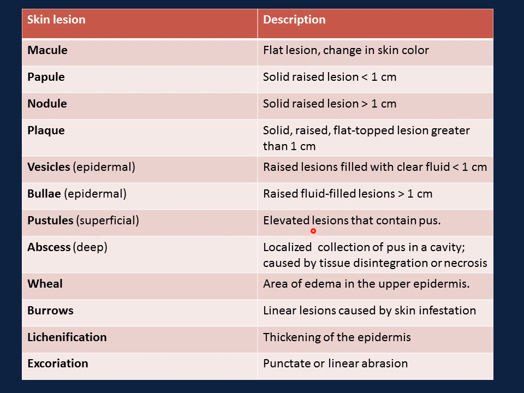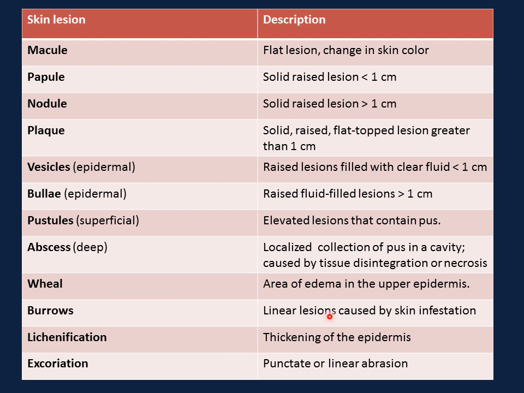Pustule is an elevated lesion that contains purulent or cloudy material or pus. Abscess is a deep tissue infection, a localized collection of pus in a cavity caused by tissue disintegration or tissue necrosis. Wheal is an area of edema in the upper epidermis, varies in size from small to larger blotchy skin changes, and usually pruritic and commonly seen in cases of urticaria.